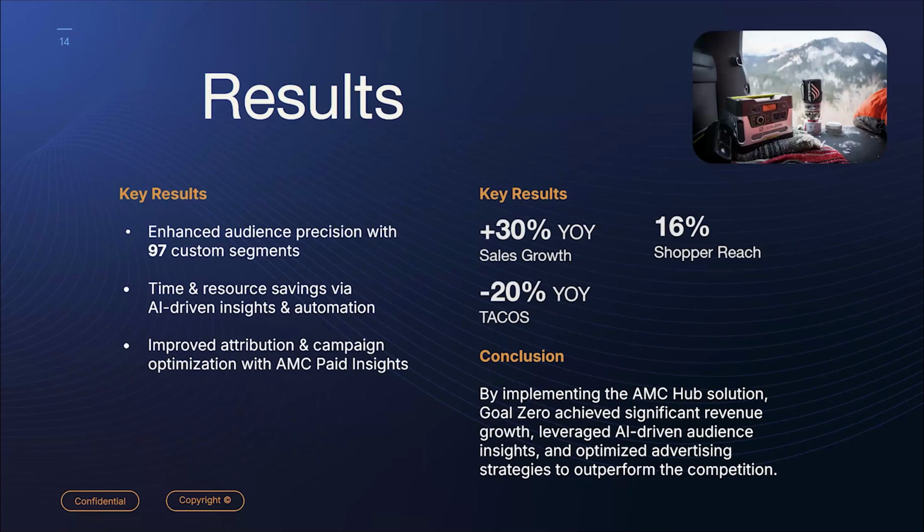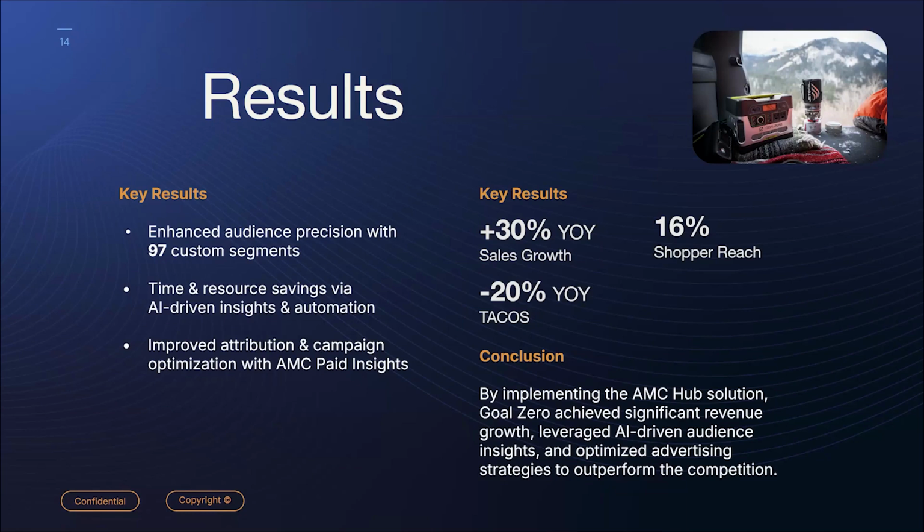So the ultimate results around this were, one, a 30% year-over-year growth in sales, a 16% increase in shopper reach, so adding net new shoppers into their realm of data, and then a 20% decrease year over year in TACoS. So a real improvement on the bottom line after all this. All this work together was a true example of a full funnel implementation of everything with DSP, AMC, using AI to optimize sponsored ads as well, and also the paid insights and paid features of AMC.